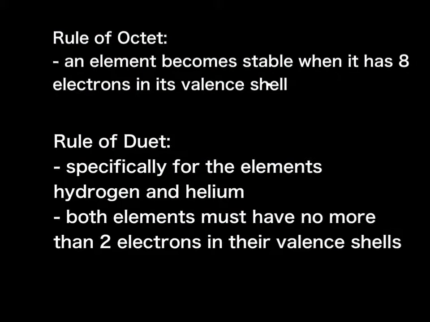For the rule of octet, we know that the noble gases have 8 valence electrons, meaning that they are stable. Other non-noble gas elements bond with each other in order to try to simulate this feeling of stability. For the rule of duet, this rule is specifically for the elements hydrogen and helium. This states that both elements must have no more than 2 electrons in their valence shells.